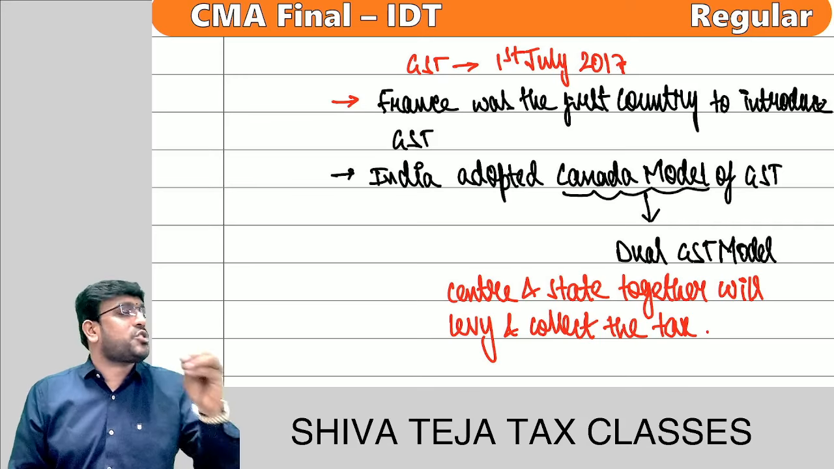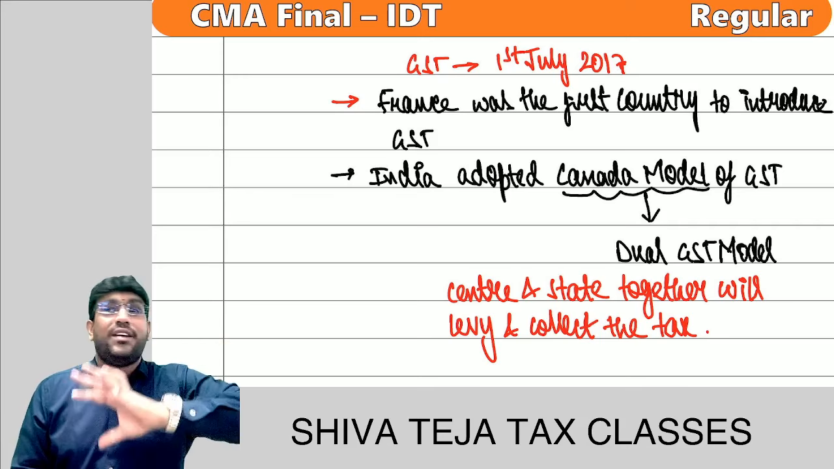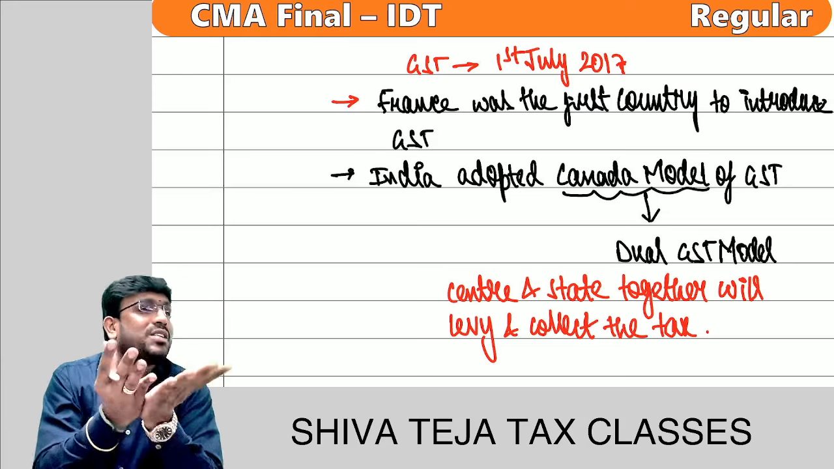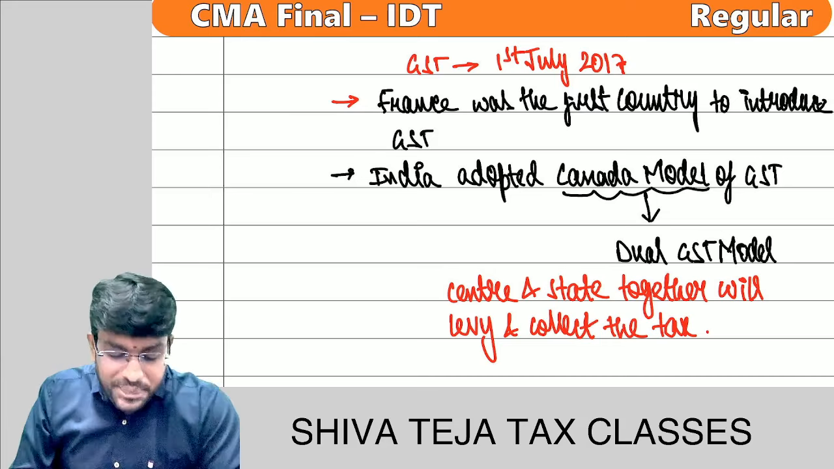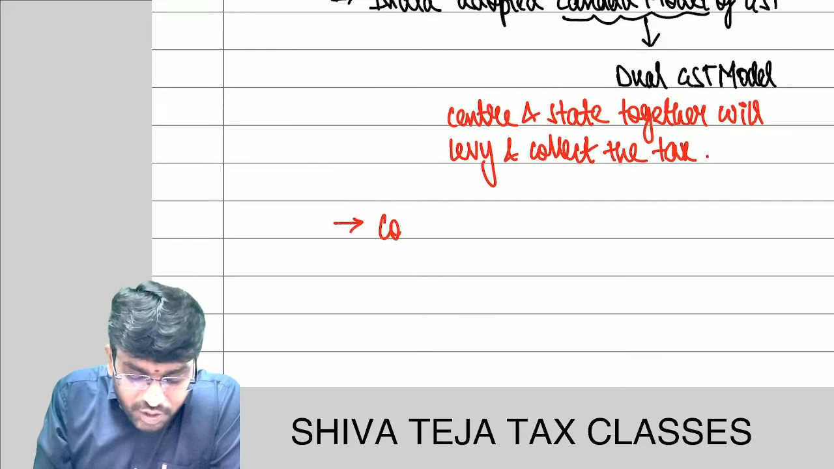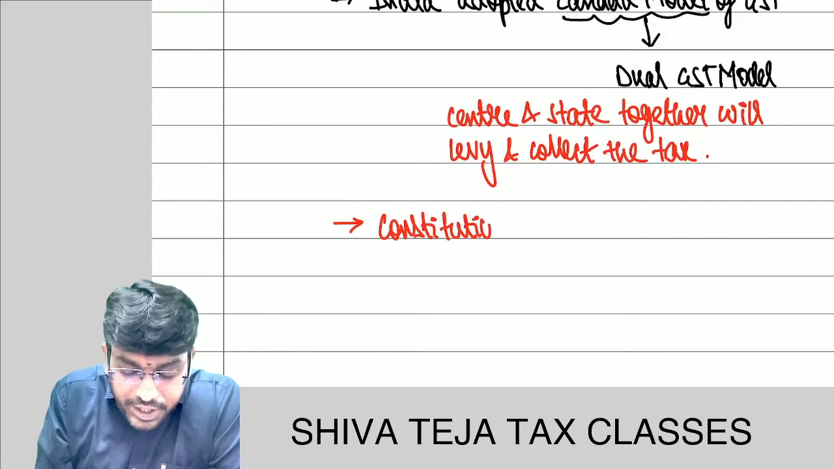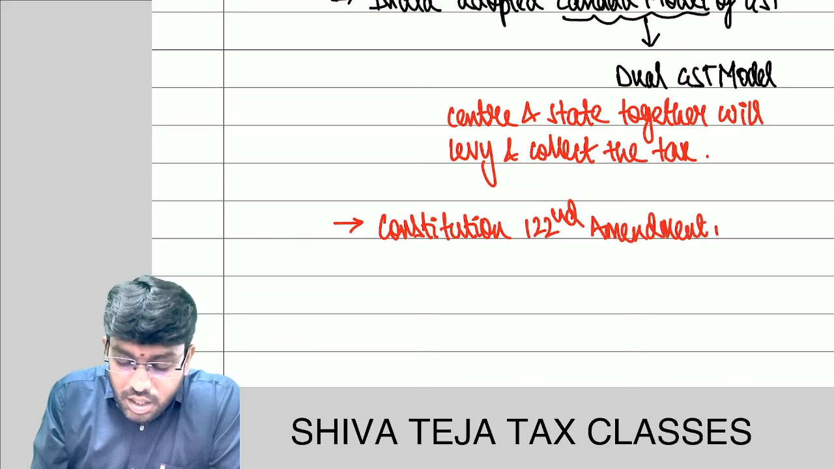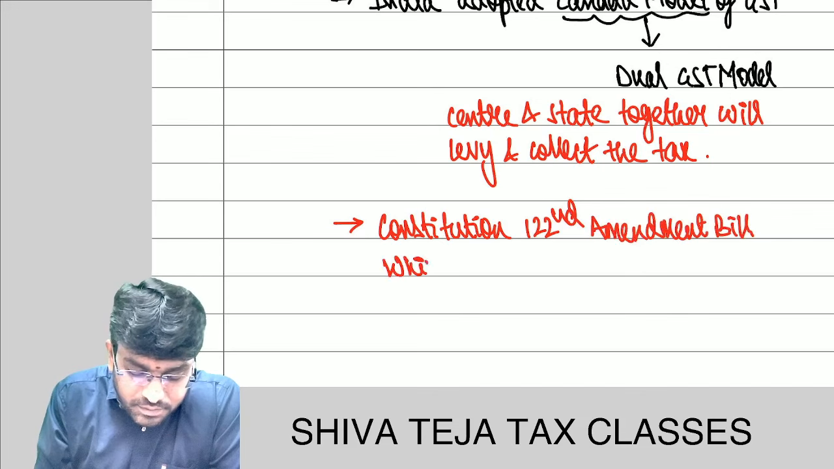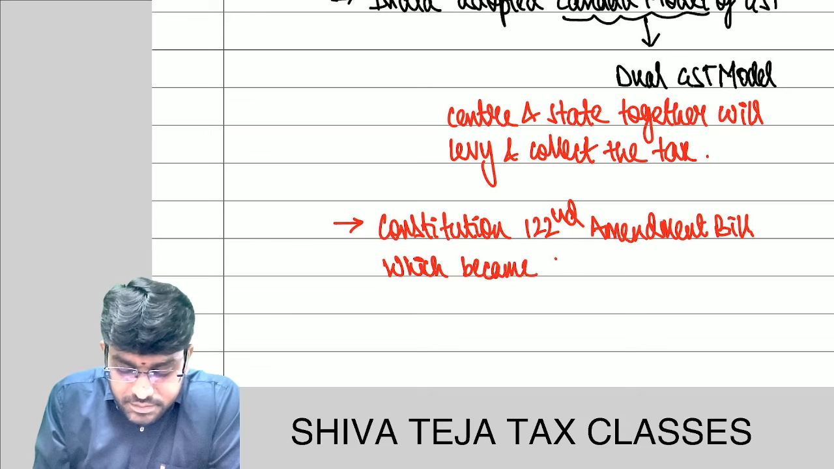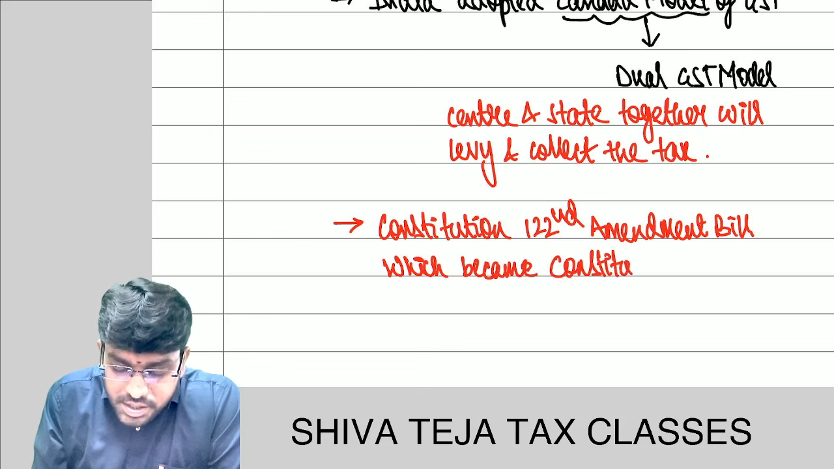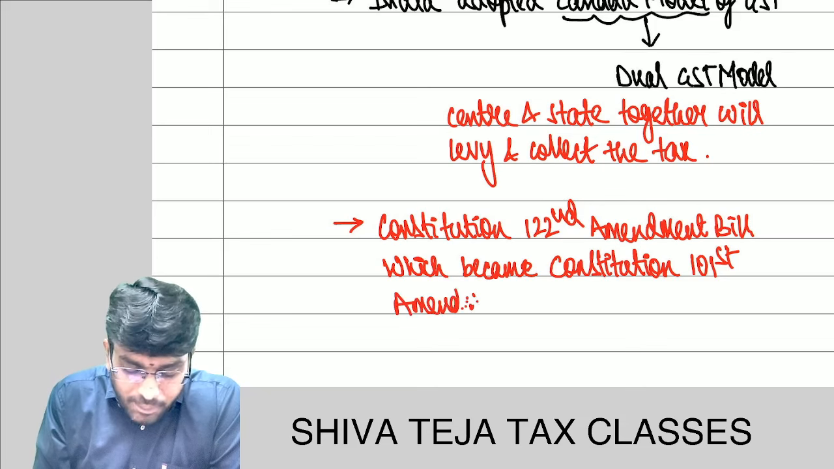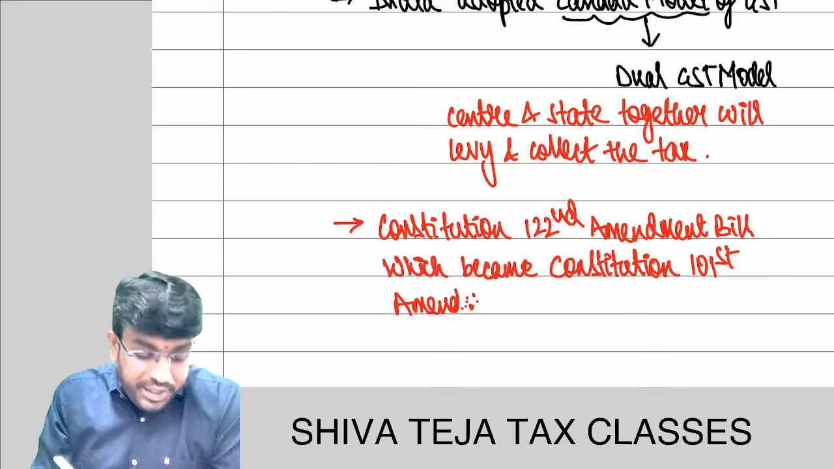But for the first time in the history of India, they brought this tax called GST, which is levied by center and state together. And to bring this kind of tax, which is a combination of center and state, there was a need to amend the Constitution. For that purpose, they brought the Constitution 122nd Amendment Bill, which became the Constitution 101st Amendment Act. And tell me, how did 122 become 101?